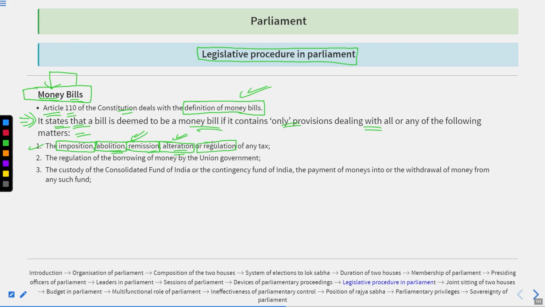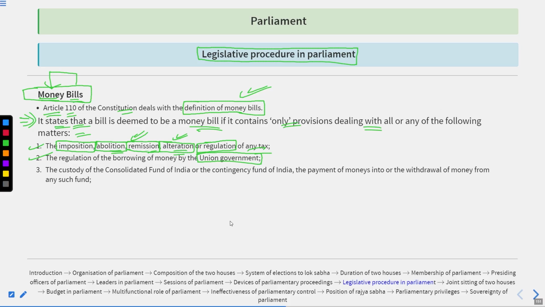Regulation means like the imposition of the tax, the collection of the tax, the due date of tax submission. Okay, all these kind of things having some rules, all of these would come under the regulation. So first condition is that a money bill must contain these things. Second, the regulation of the borrowing of money by the union government. What do you mean by this?